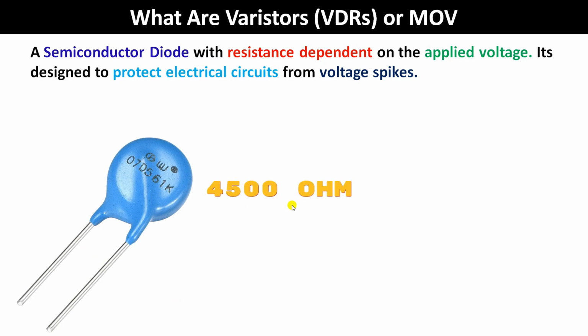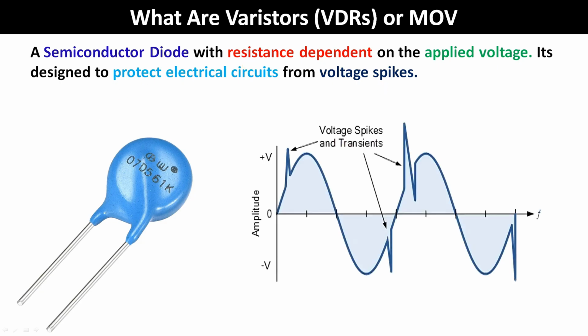value of resistance. Now the resistance you get here will decrease if you increase the voltage you apply. You can say that the resistance of the VDR changes according to the applied voltage. So a varistor is a type of semiconductor diode, a device whose resistance depends completely on voltage. We use this device to protect electrical circuits from voltage spikes. That is, if voltage suddenly increases and then returns to normal, we use this device to protect from it.